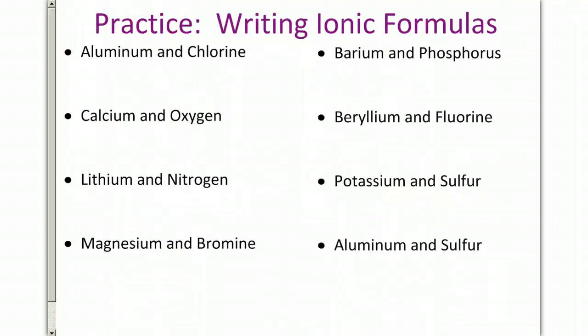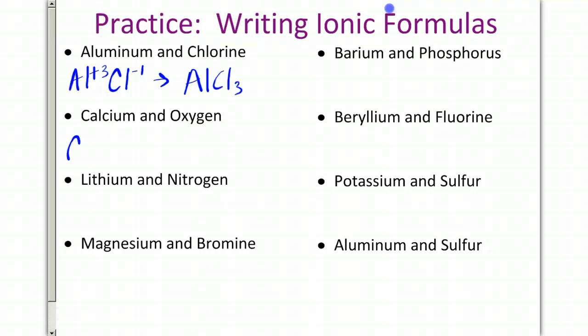So let's practice writing these ionic formulas. If you'd like to pause the video now, you can try to write all the answers, and then you can unpause it to see what the correct answers are supposed to be. Here I have aluminum +3, chlorine, which is -1, so that's going to give me AlCl3. Calcium, again, is +2, oxygen -2, so we cancel, and that's a 1-to-1 ratio, CaO.